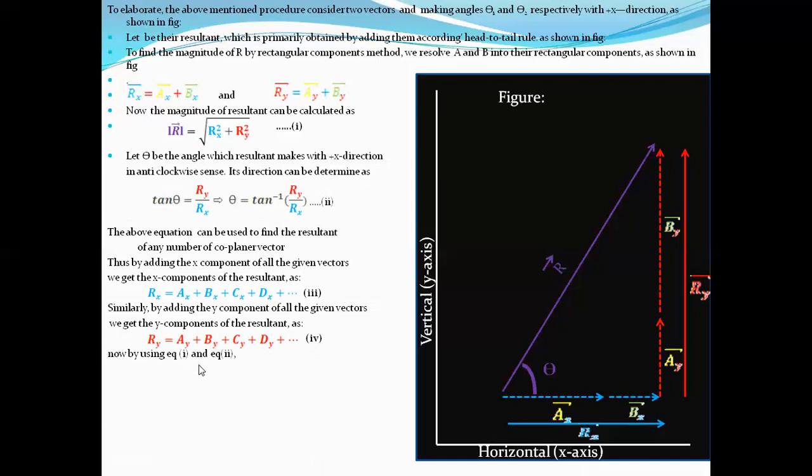Now by using equation 1 and 2, which are the magnitude and the direction, the magnitude and direction of a resultant can be determined. Any vector can be determined, rather than by using head to tail rule, we can use addition of vector by its rectangular components. Let us revise the rectangular component in the form of a summary.